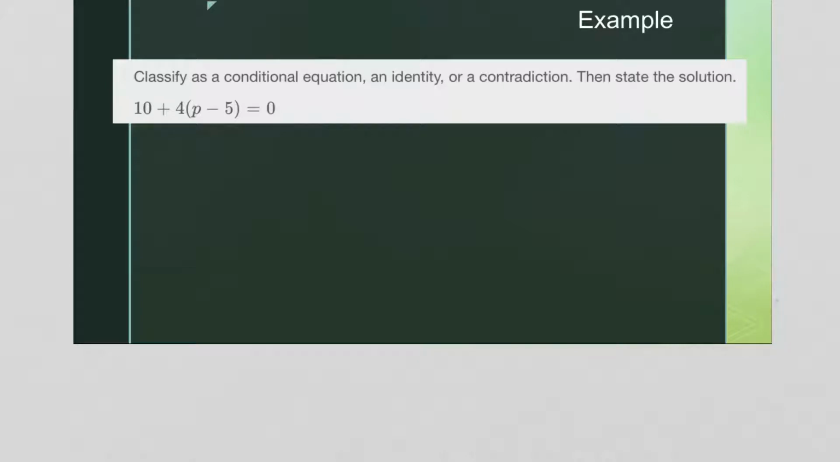All right, so let's take a look at this. So I need to distribute. So I've got 10 plus 4p minus 20 equals 0. I'm going to combine my like terms, so I've got 4p minus 10 equals 0. So I'm going to add 10 to both sides. 4p is equal to 10. Divide by 4. P is equal to 5 halves. Look at that, we came up with an answer.